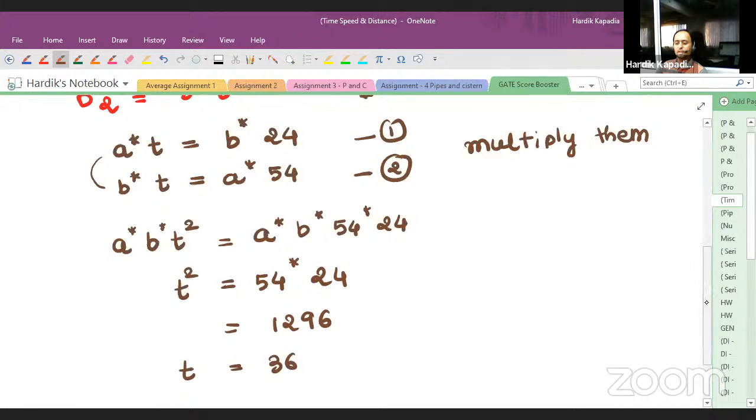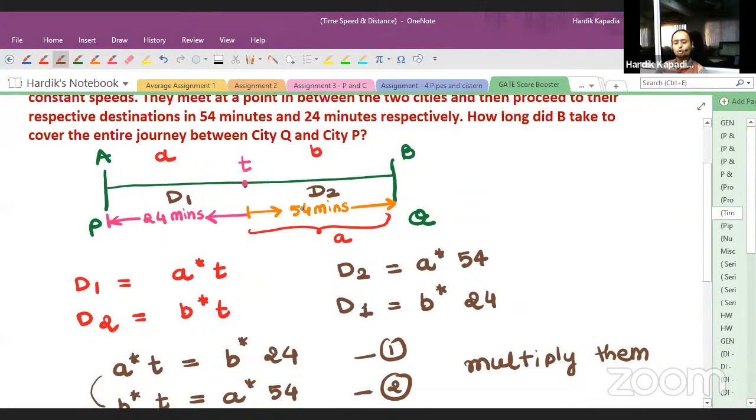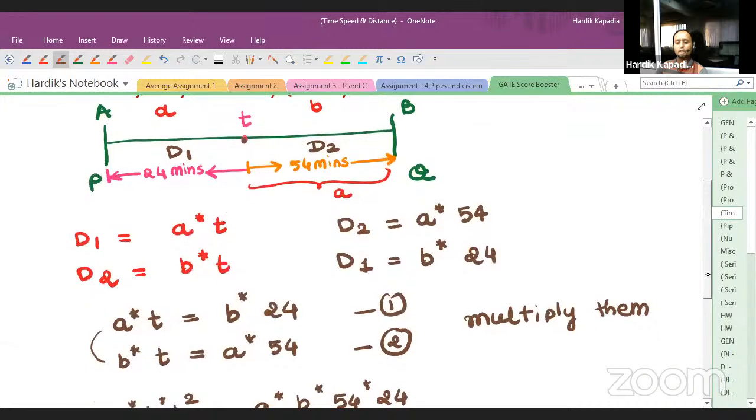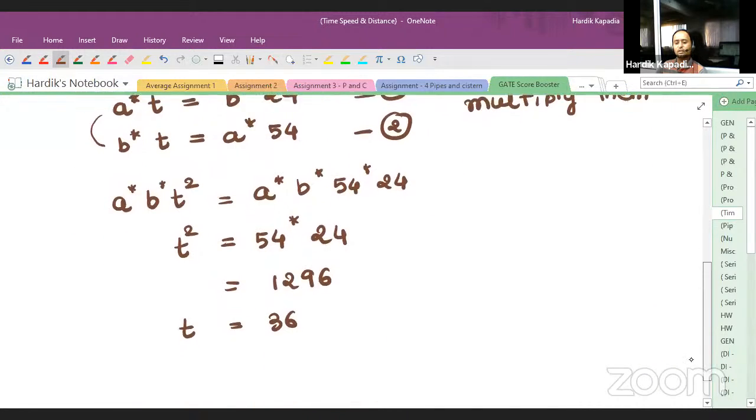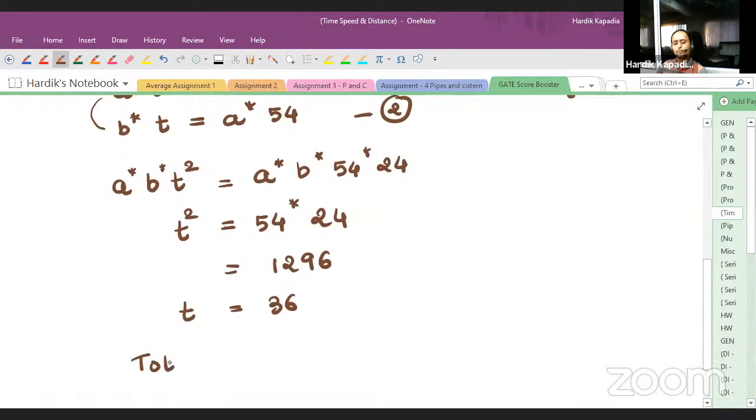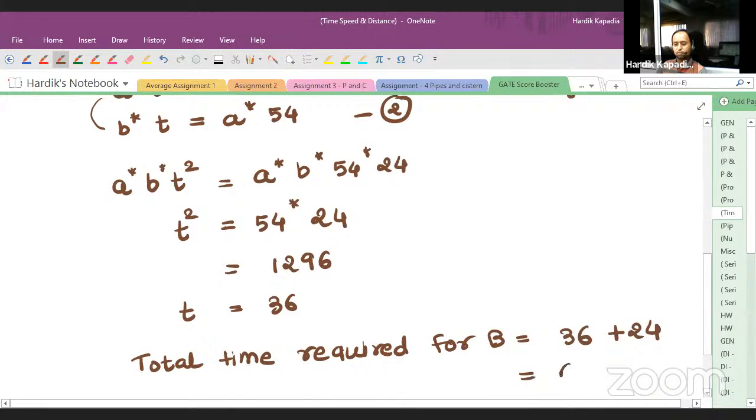So after 36 minutes, they both meet over here. What they have asked, how long did B take to cover the entire journey? So this time is 36 plus it will take 24 minutes to cover distance D1. So the total time required for B to cover the entire journey is 36 plus 24. So that is 60 minutes.